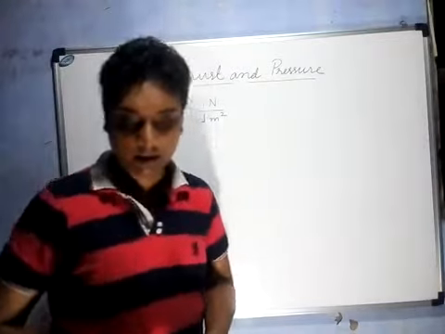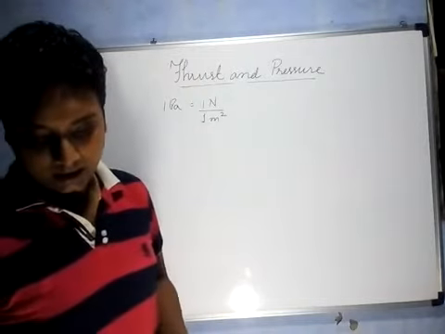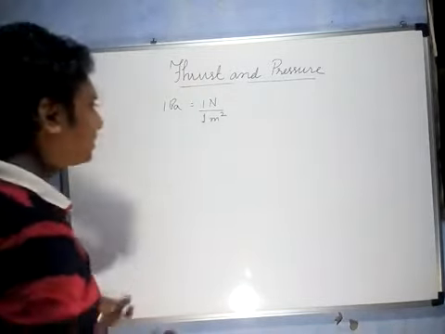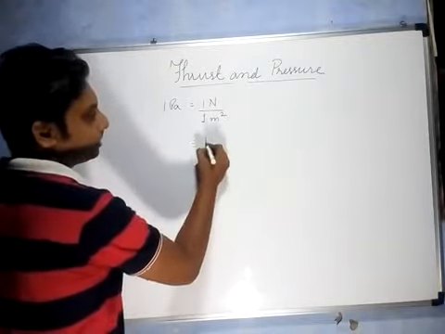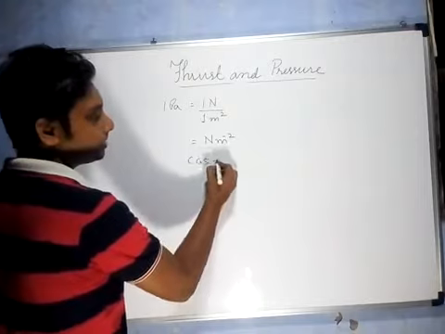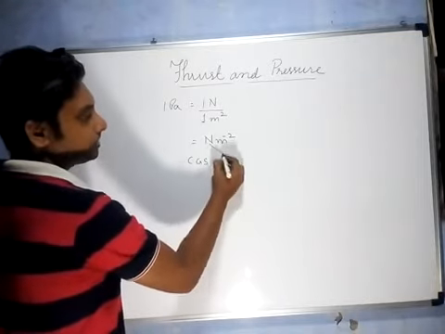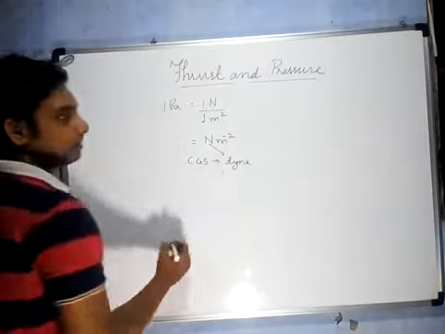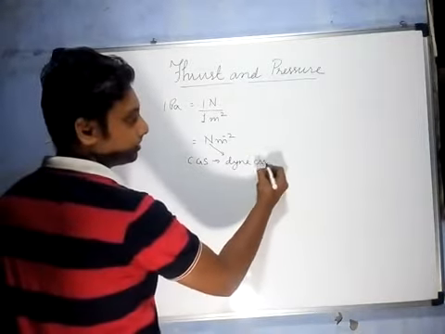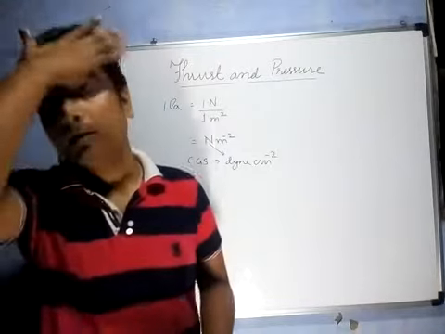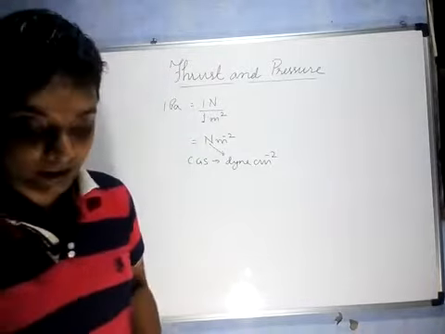Now let us see some other units also, like the CGS units. We know that the SI unit is Newton per meter square. So what is the CGS unit for Newton? Dyne, and for meter square it is centimeter square, that is dyne per centimeter square.